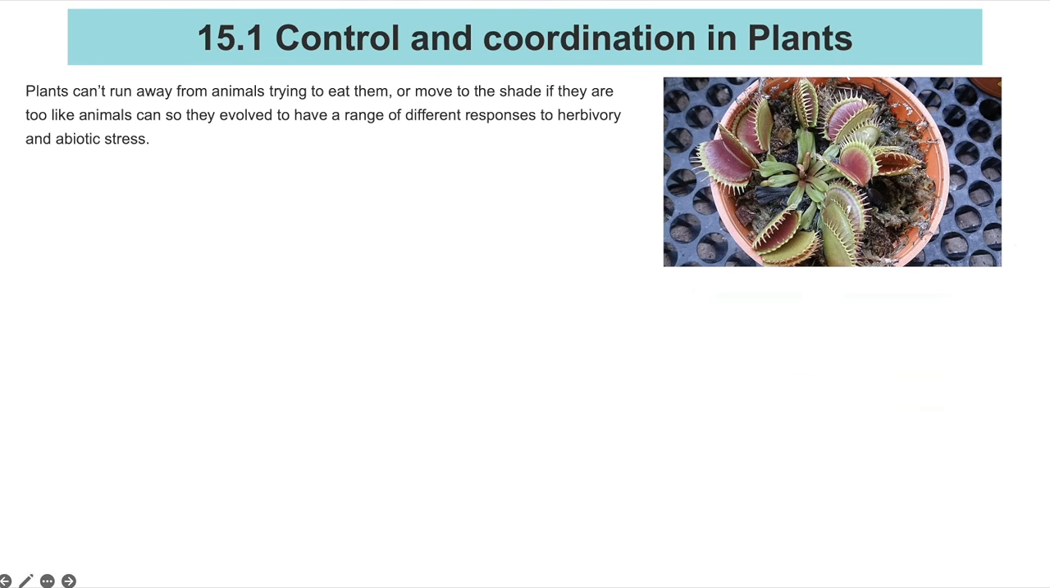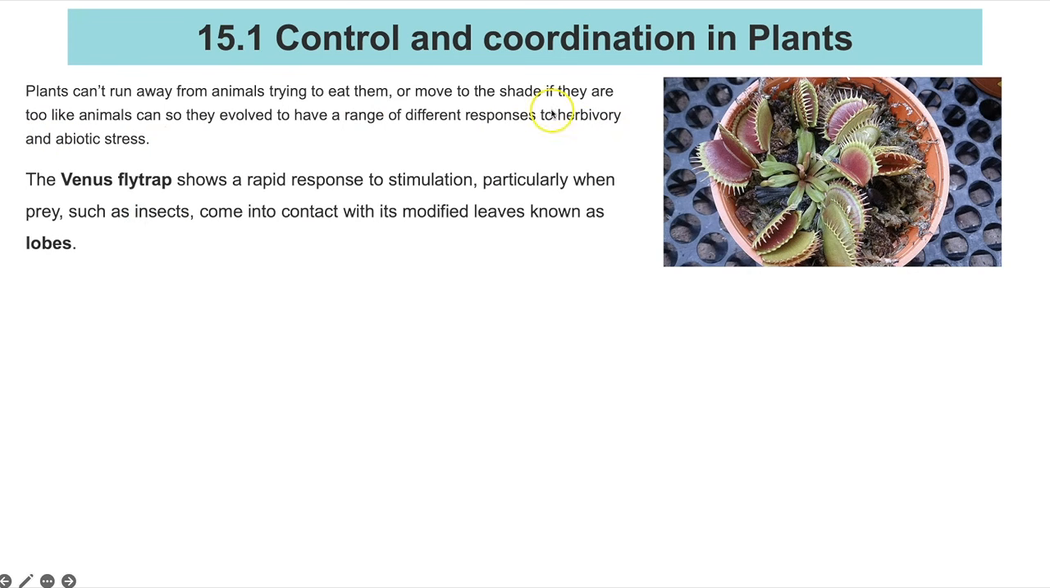So the final part of this topic is looking at the control and coordination in plants. And plants can't run away from animals. They don't have muscles, so they can't move to the shade or move to the light like animals have evolved to be able to do. So instead, they have a different range of responses to defend themselves from herbivores trying to eat them and abiotic stresses. So the Venus flytrap is an example, and this shows a rapid response to stimulation, particularly when prey, such as insects, come into contact with its modified leaves, known as lobes.